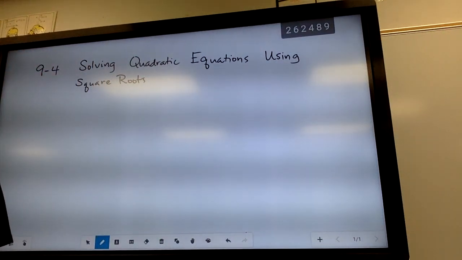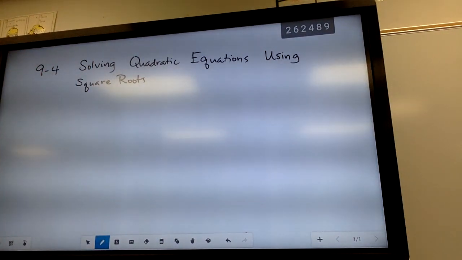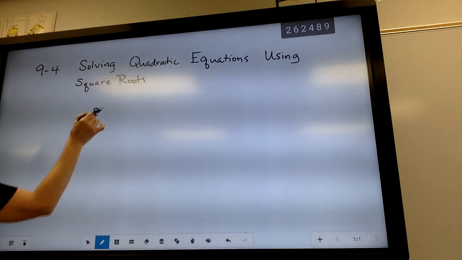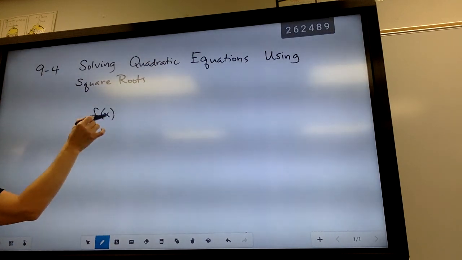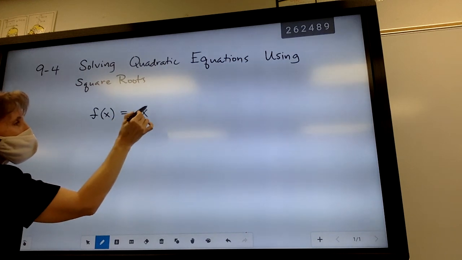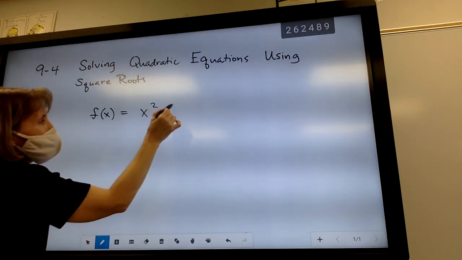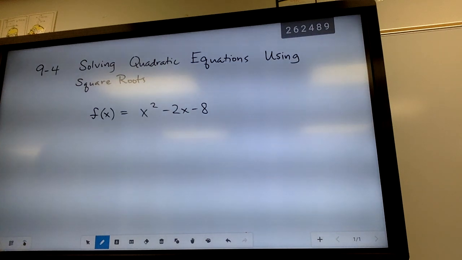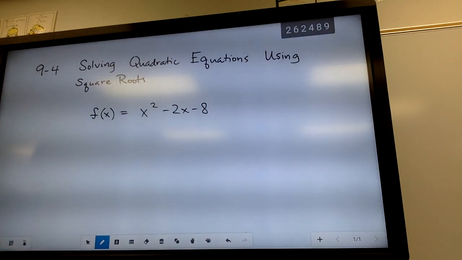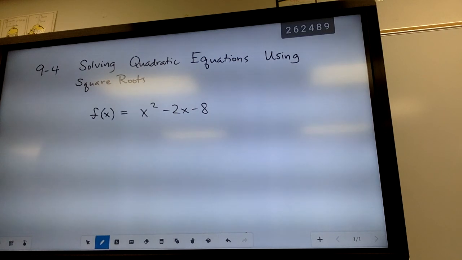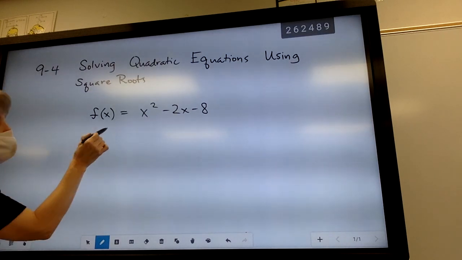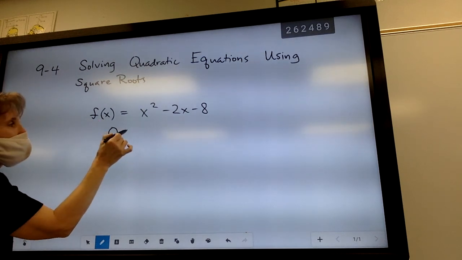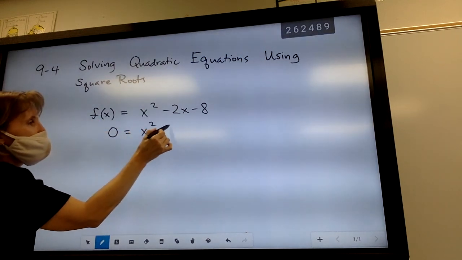Okay, so what we've covered so far is when we had a quadratic equation. It didn't matter if it was in function notation or y equals, but if I had something like x squared minus 2x minus 8, we've talked about how we can factor that in order to solve it. If I'm going to solve it, I want it set equal to 0. So I make the function value equal to 0. And then does that factor?